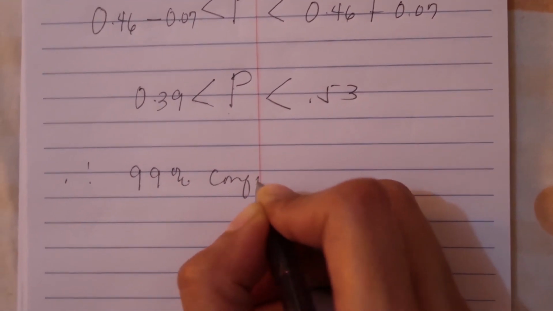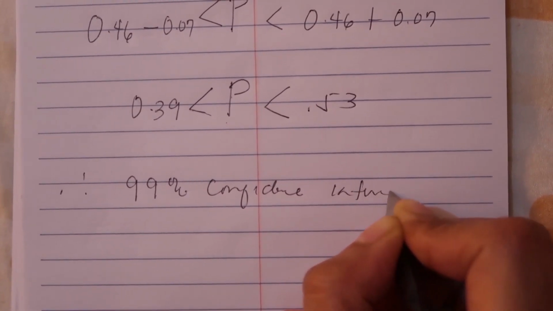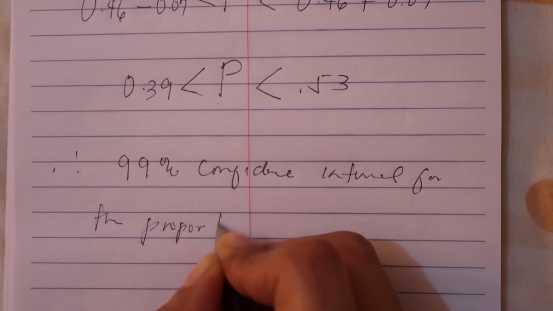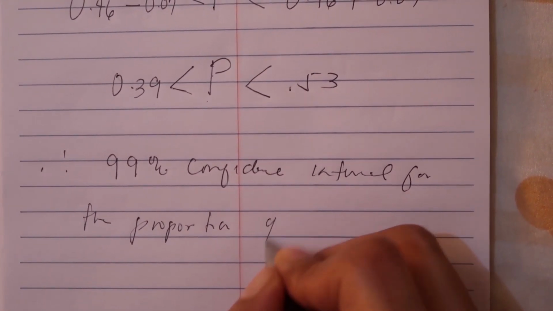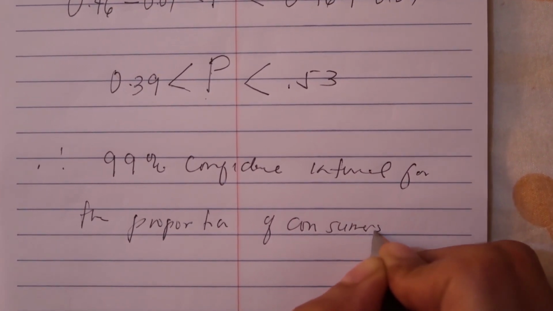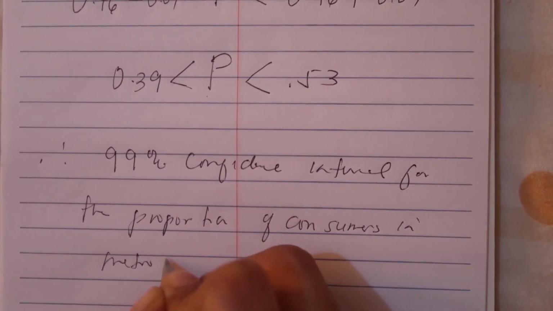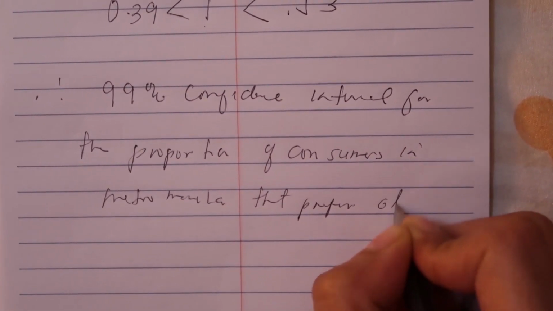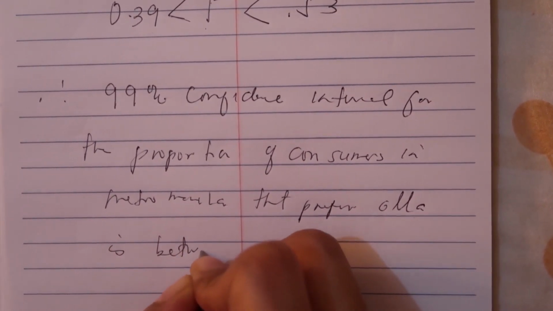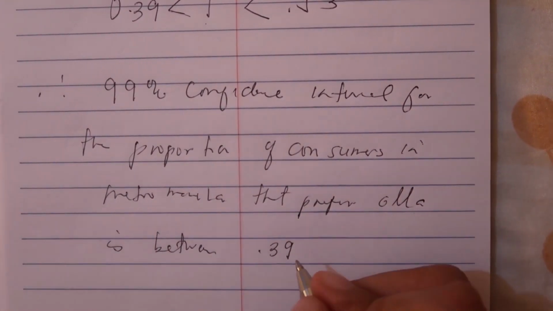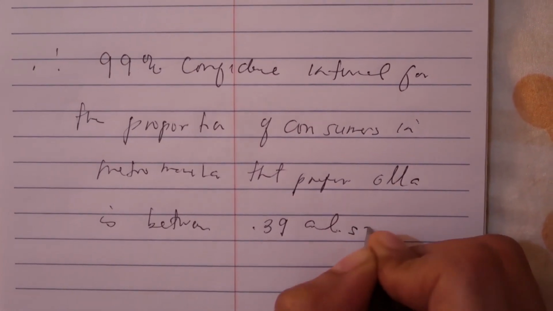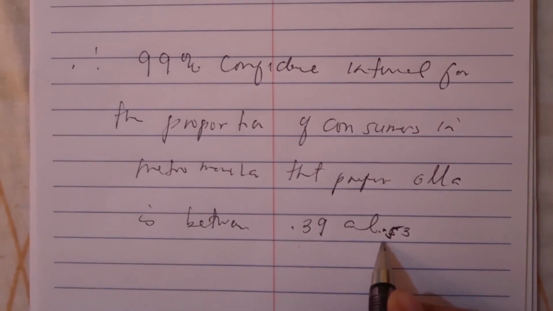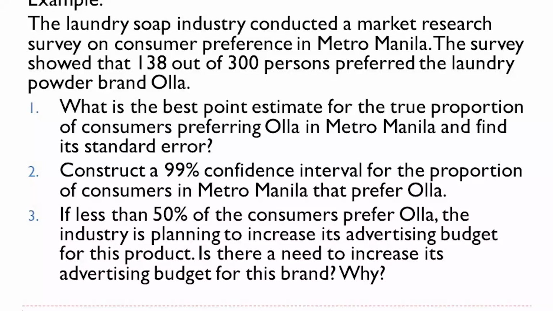the 99% confidence interval for the proportion of consumers in Metro Manila that prefer Olia is between 0.39 or 39% and 0.53. Between 0.39 and 0.53. Okay? So let's proceed now to number 3.